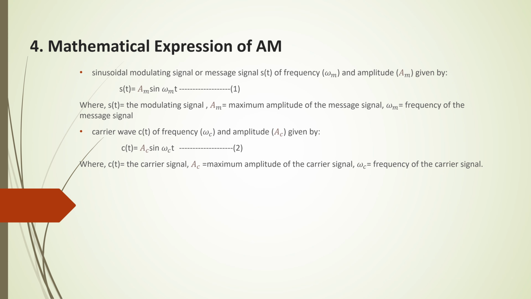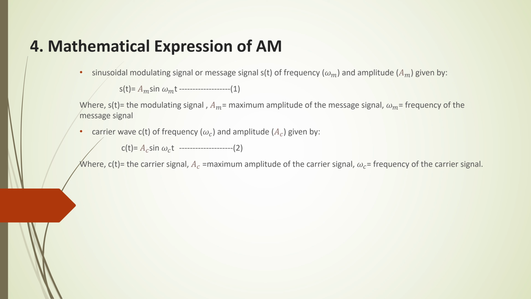Mathematical expression of amplitude modulation. Sinusoidal modulating signal or message signal s(t) of frequency omega m and amplitude Am is given by s(t) = Am sin omega m t, where s(t) is the modulating signal, Am is the maximum amplitude of the message signal, and omega m is the frequency of the message signal.